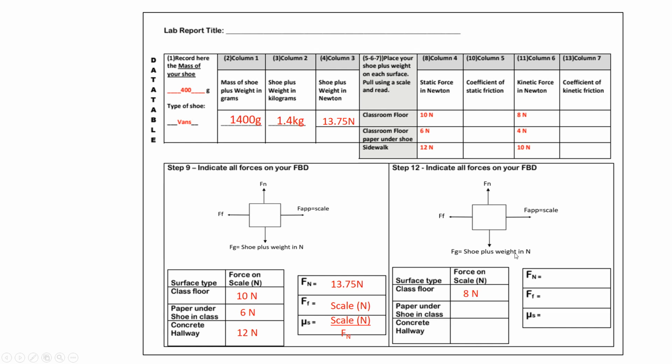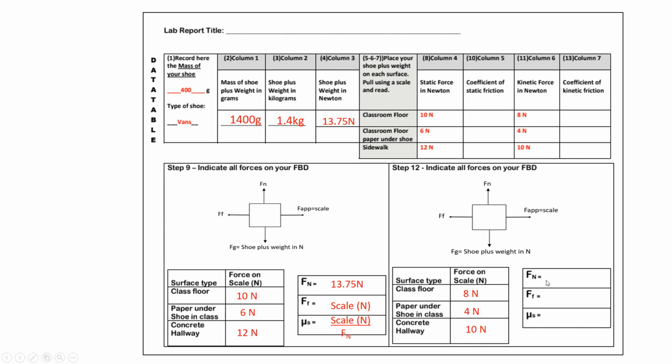record the number that you read when you slid the shoe on the classroom floor, which was 8 newtons. That was constant, like moving constant. The same thing when you have the paper under the shoe, moving constant, the indicator was 4 newtons, and outside on the concrete hallway, 10 newtons.